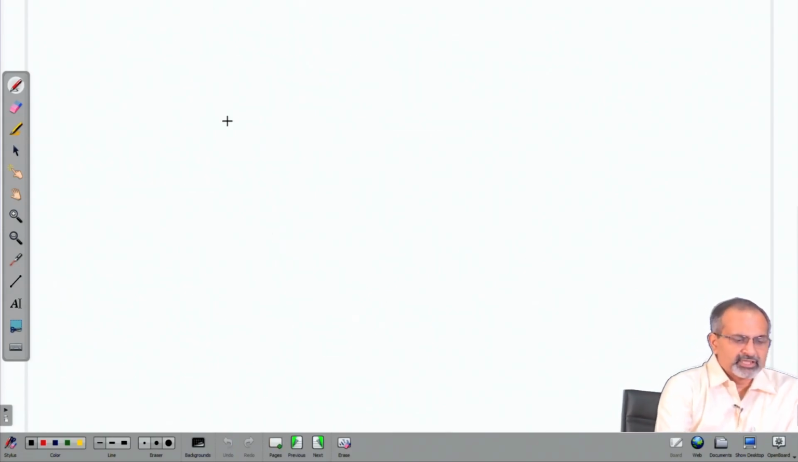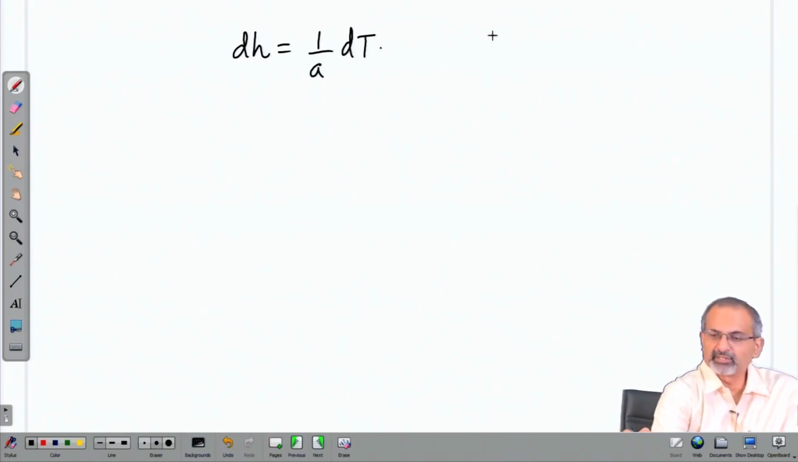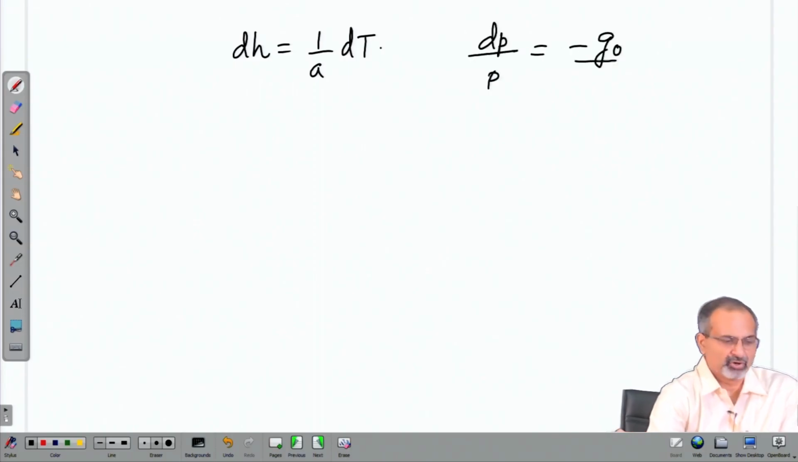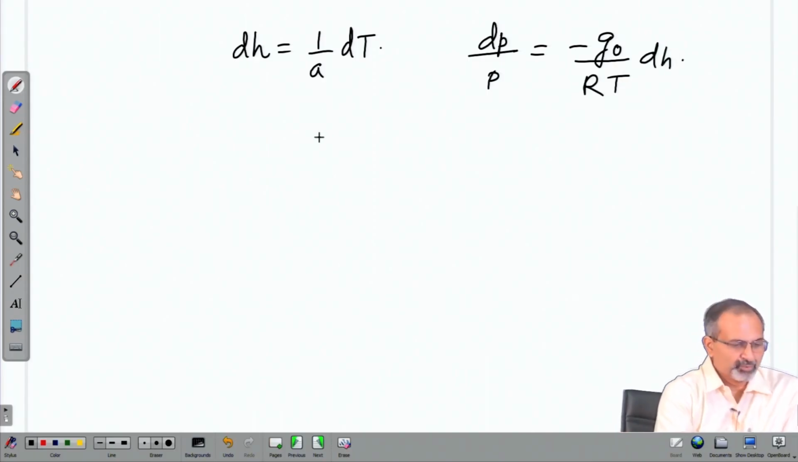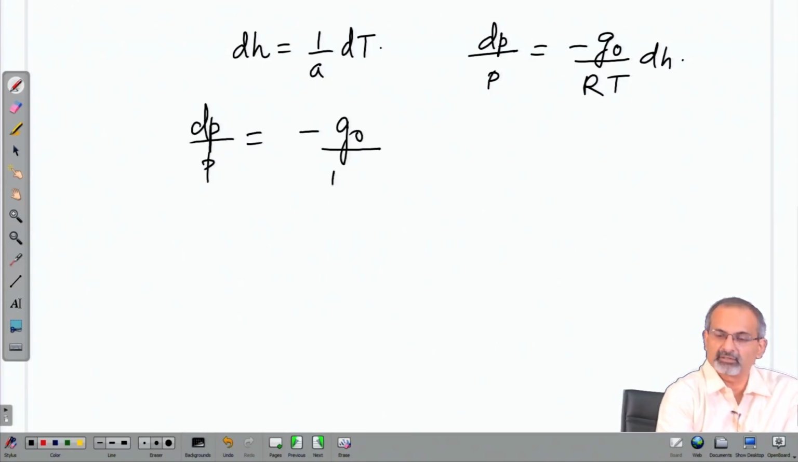If you invoke equation 10, and then from equation 13 you are seeing that dH is equal to 1 by A dt, where A is the lapse rate, and equation 10 gives you dP by P is minus g0 by RT dH. Then putting them together, what do you get? You get dP by P is equal to minus g0 by R T times 1 by A dt.